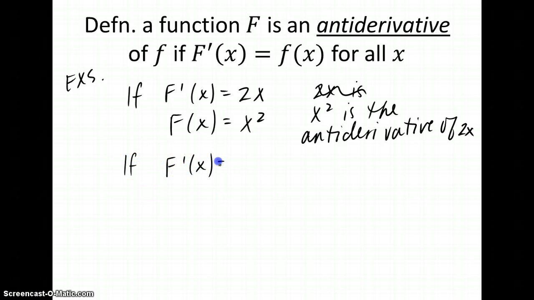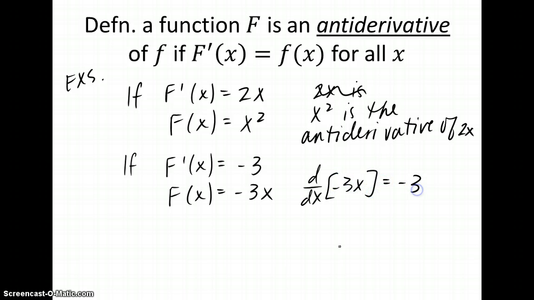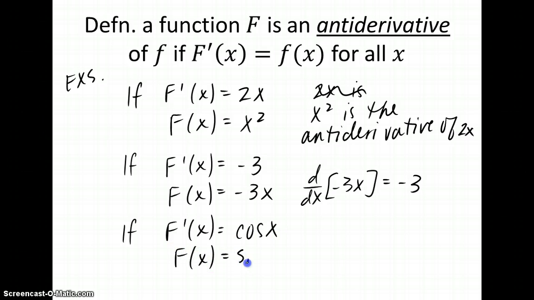If the derivative is negative 3, what's the antiderivative? Negative 3x. Why? Because the derivative of negative 3x is negative 3. If the derivative is cosine of x, what's the antiderivative? Sine x, because the derivative of the sine function is the cosine function.